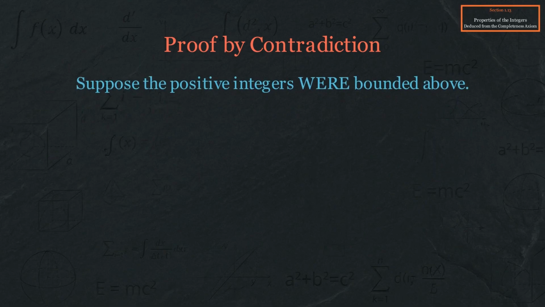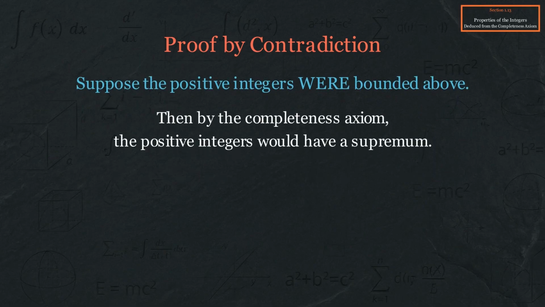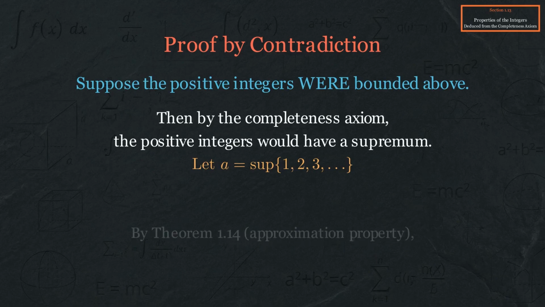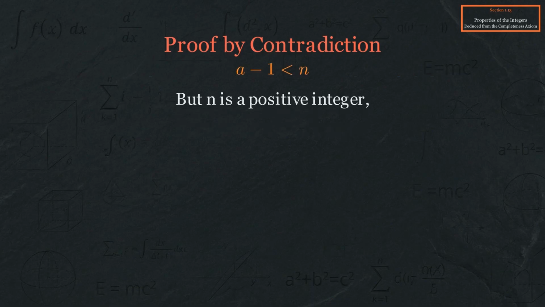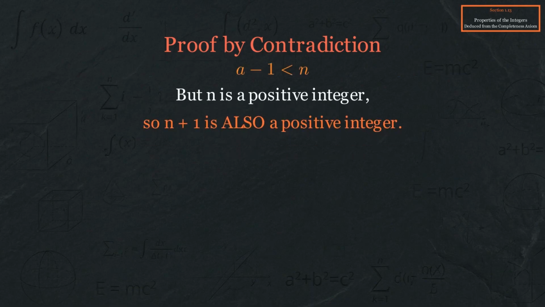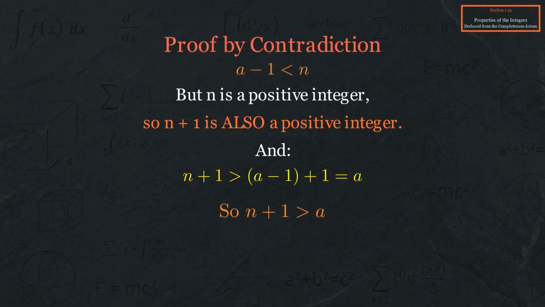Suppose the set of positive integers were bounded above. Then, by the completeness axiom, the set of positive integers would have a supremum. Let's call it a. So a equals sup of the positive integers. Now, by Theorem 1.14, the approximation property, there must be some positive integer n such that a minus 1 is less than n. But n is a positive integer, so n plus 1 is also a positive integer. And n plus 1 is greater than a minus 1 plus 1, which equals a. So n plus 1 is greater than a.